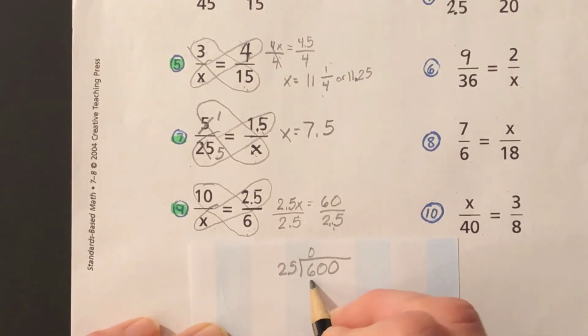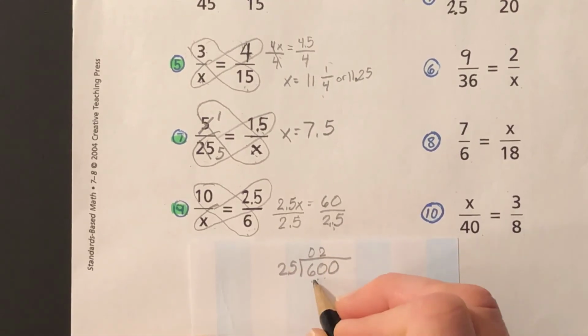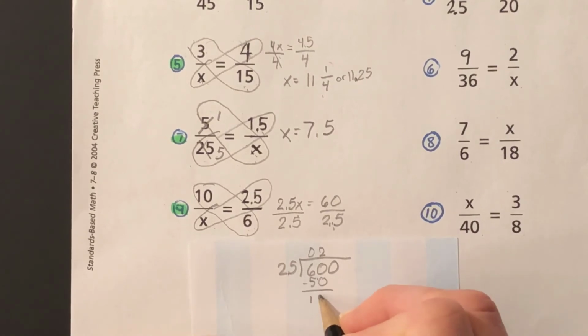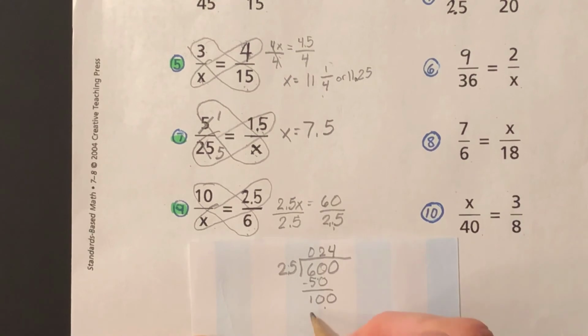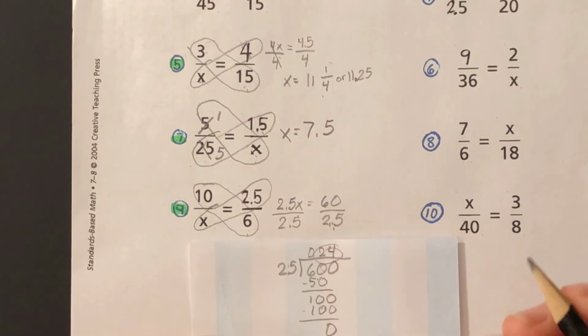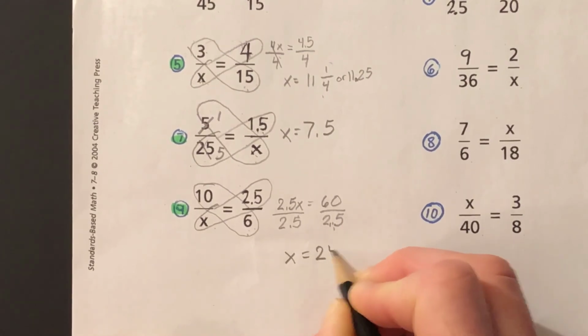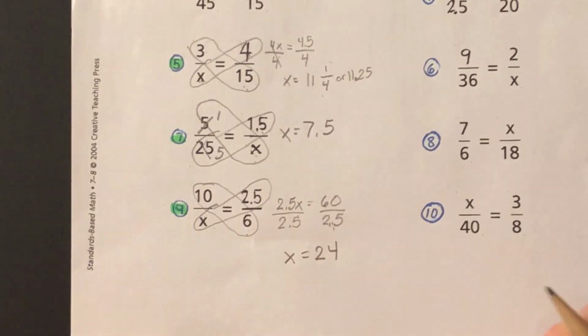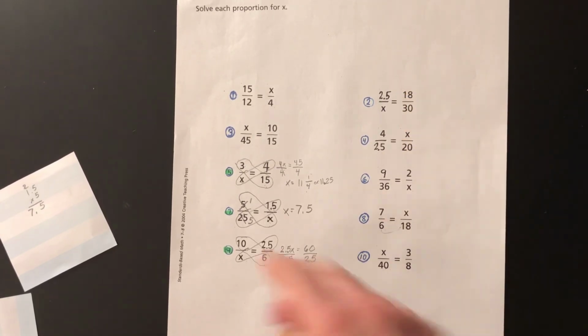25 does not go into 6. 25 goes into 60 2 times. Think of that as a quarter. 2 times 25 is 50. 25 goes into 100 4 times. There's no decimal, so my answer is 24. I'm going to write it down here. X equals 24. You can do the rest. You do have the two that have decimals, and you'll solve these the same way that we did those with decimals.